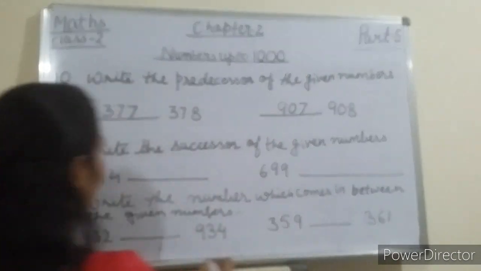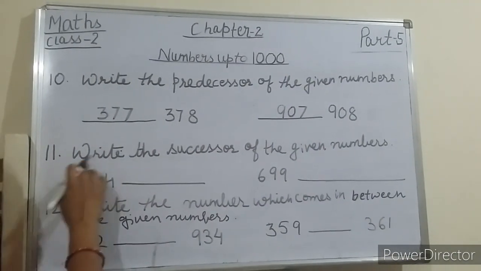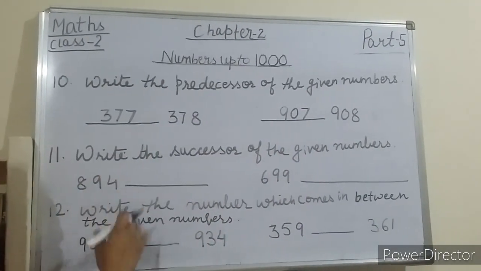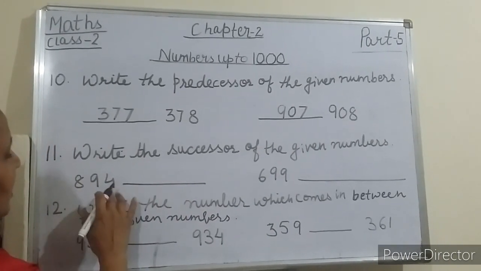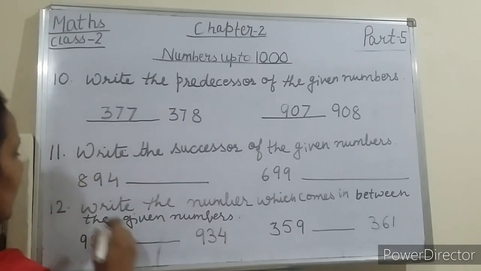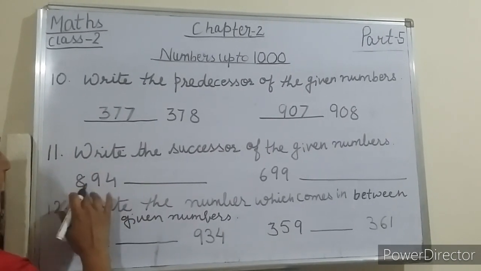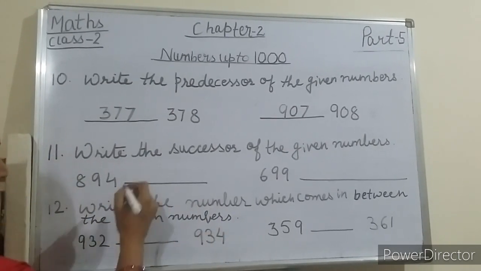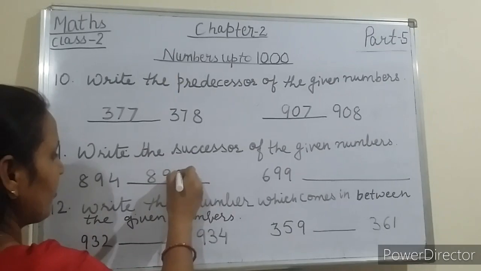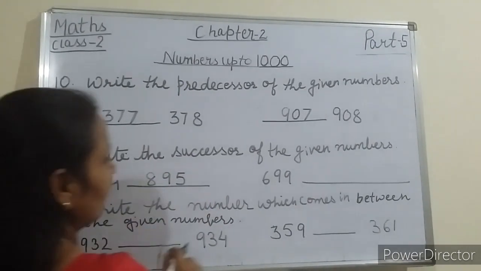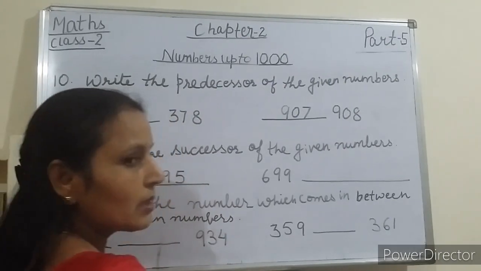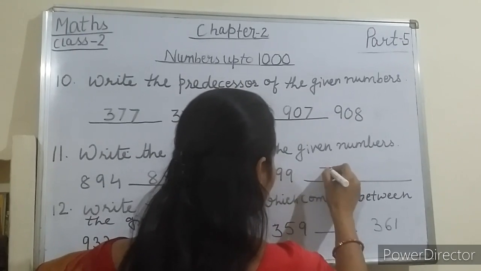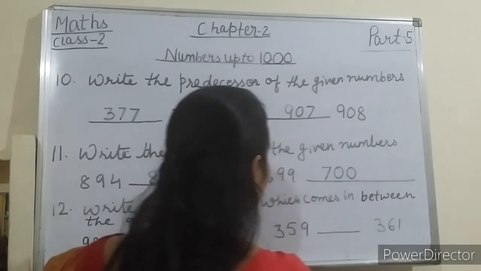So come to the 11th question, that is, write the successor of the given number. So what do we have to do here? We have to write the number just after the given number, or just add one. So 894. So what will be the successor? What comes just after 894? Yes, 895. And here 699. What comes just after 699? Yes, after 699 comes 700.